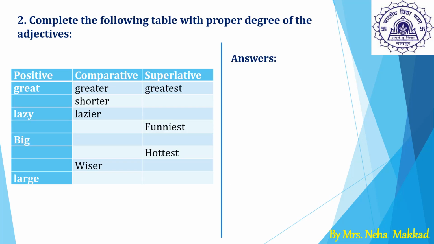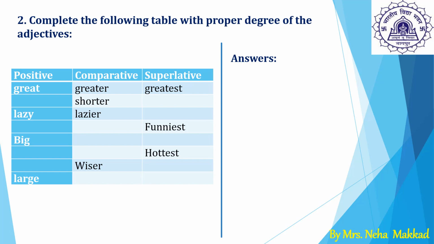Now, the second exercise is given on page number 51. Complete the following table with proper degree of adjectives. So, as we have studied in the first video of degrees of comparison, the first degree is positive degree, second is the comparative degree, and the third degree is superlative degree. So, the first one is done: great, greater, greatest.